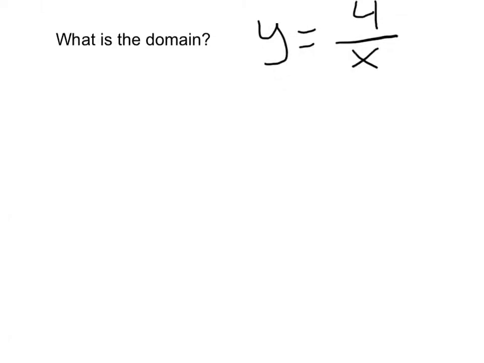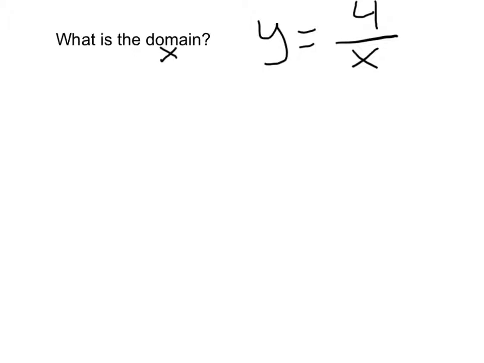Okay, today we're going to be dealing with the domain, the vertical, and the horizontal asymptotes. So if I gave you this equation right here, y equals 4 over x, and I asked you to find the domain of this function. First, let's deal with this. The domain is all of our x values, okay? Anything that x can be.